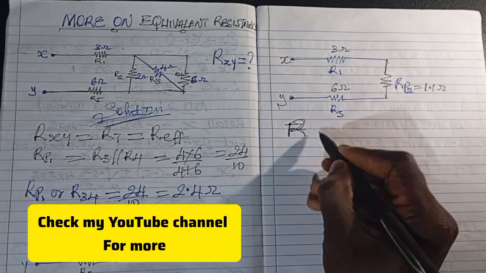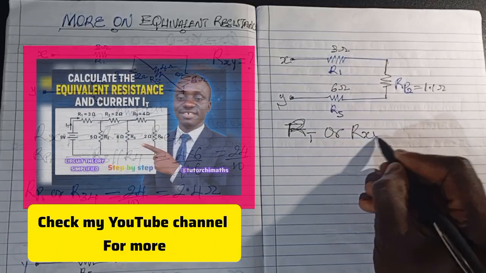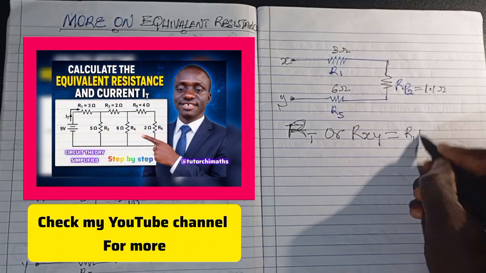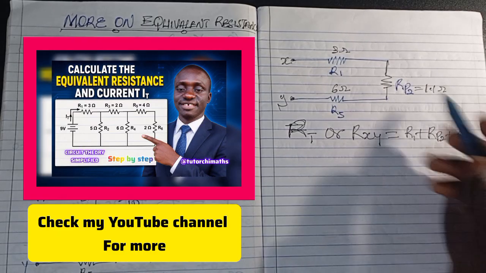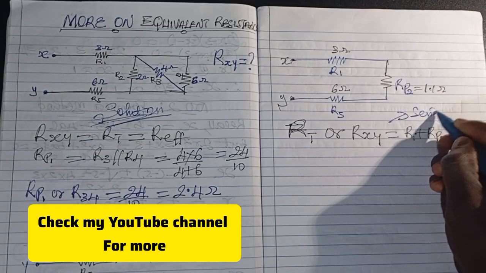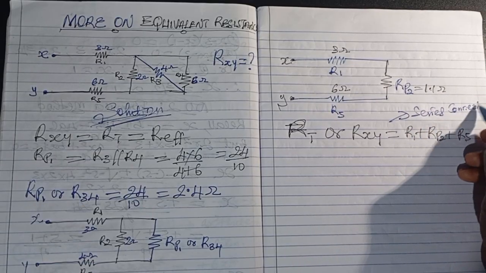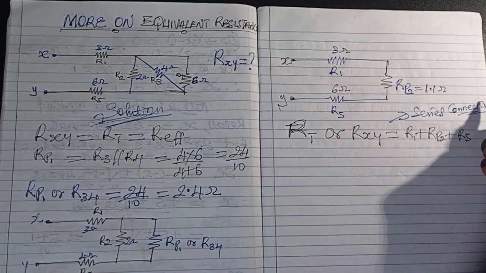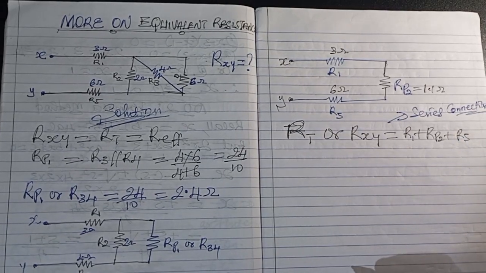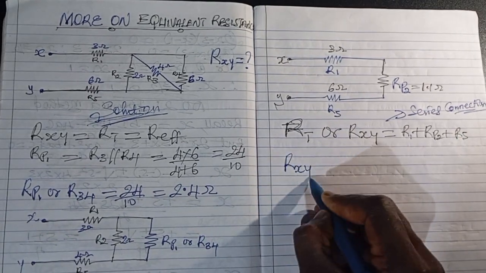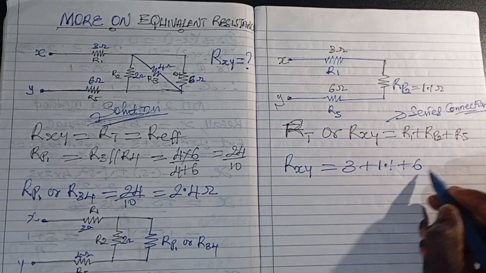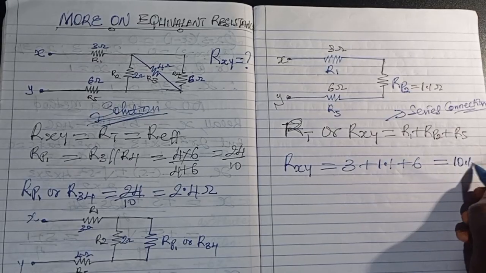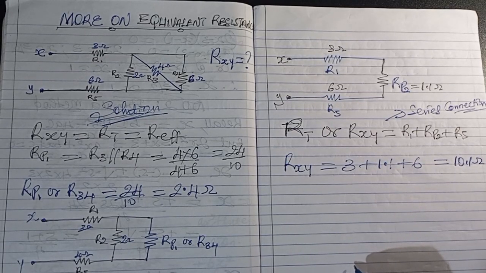so RT or Rxy will be R1 plus Rp2 plus R5. Okay, because they are now in series connection. So we are now having Rxy is equal to 3 plus 1.1 plus 6 ohms. This will give us 10.1 ohms. Okay, approximately 10 ohms. So Rxy equals 10.1 ohms.